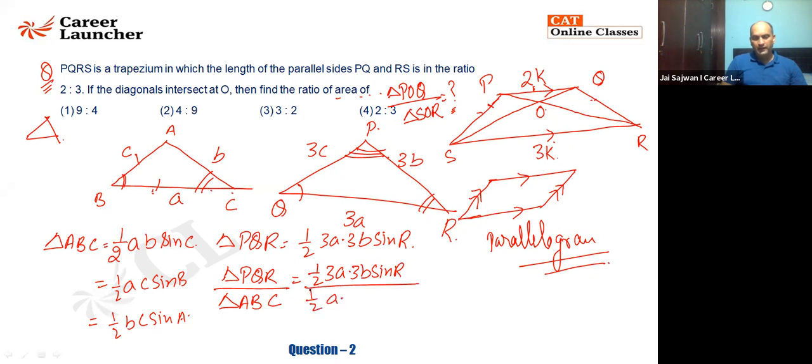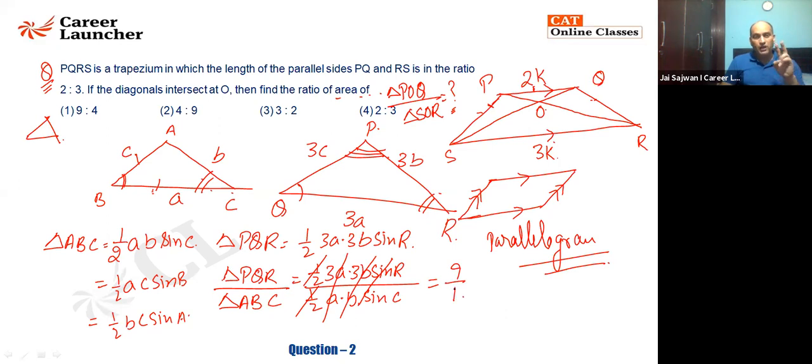Half of a into b into sine c. I know r is equal to c. Both of them are same. I know sine of both the values will also be same. I know b gets canceled out, a gets canceled out, half gets canceled out. Can I say the ratio is 9:1?